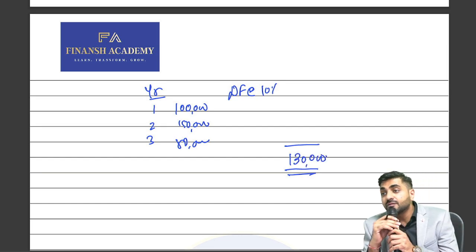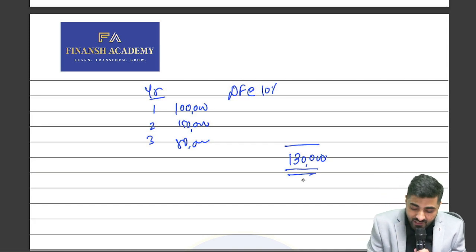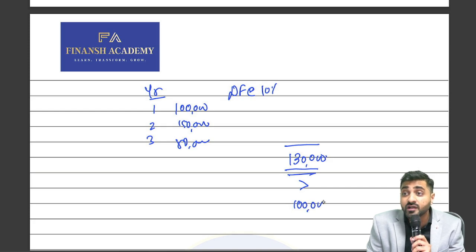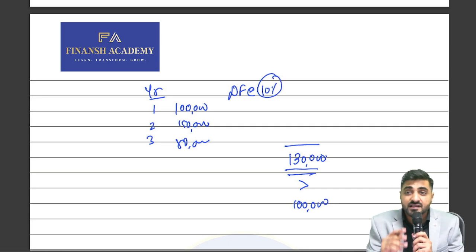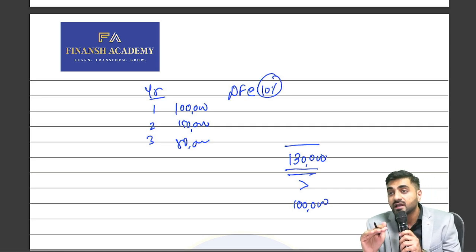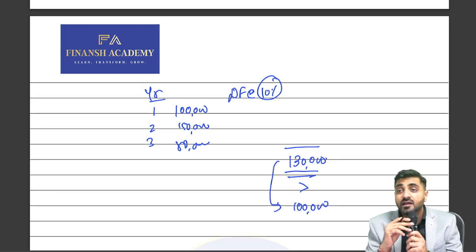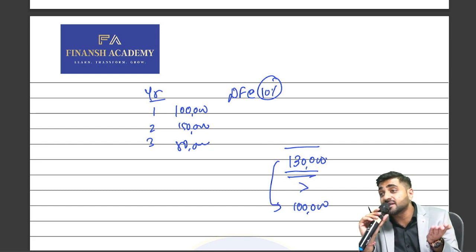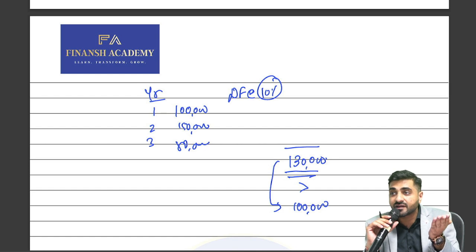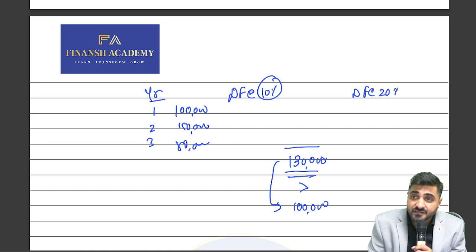Example. Is this PV of CI 1,30,000 greater than 1 lakh which you want? Yes, sir. So basically this 10% discounting factor will not work. Now we have to reduce the PV of CI from 1,30,000 to 1 lakh. Should you reduce the discounting factor or increase the discounting factor? Increase the discounting factor. Suppose I increase the discounting factor to, let's say, 20%.